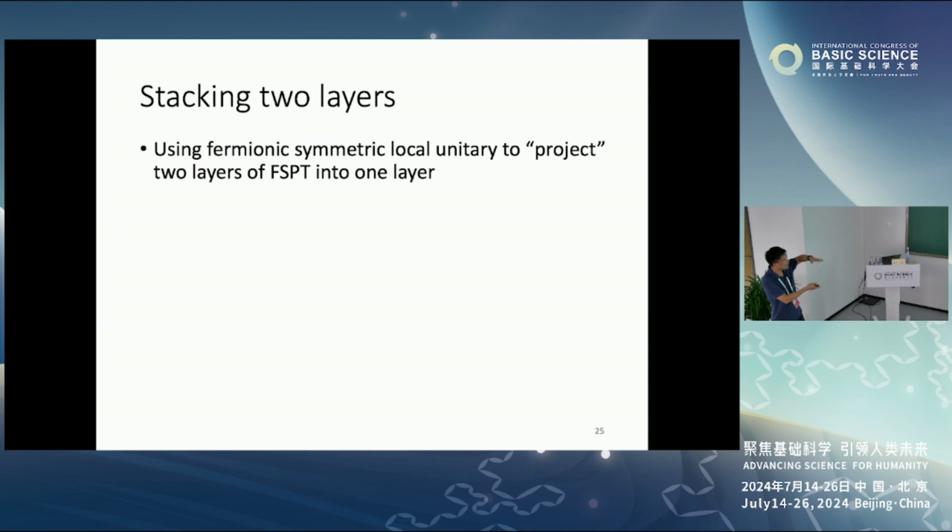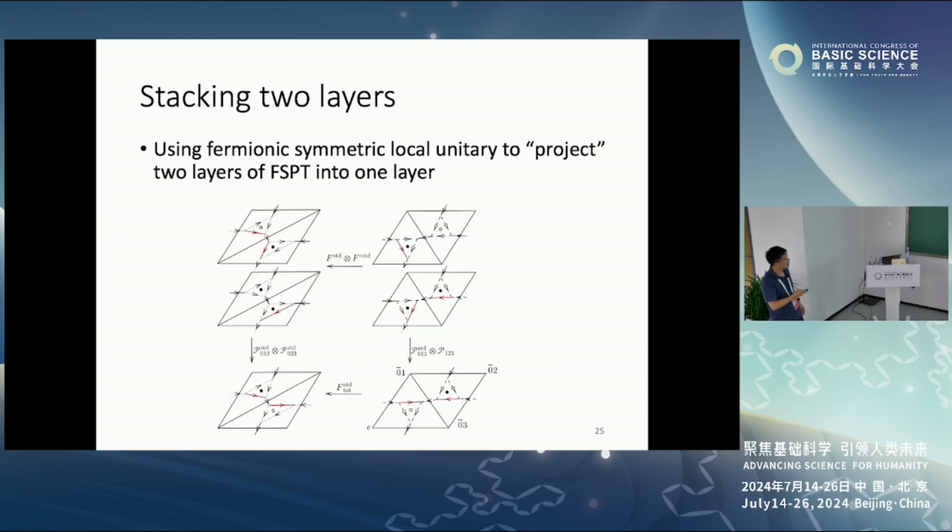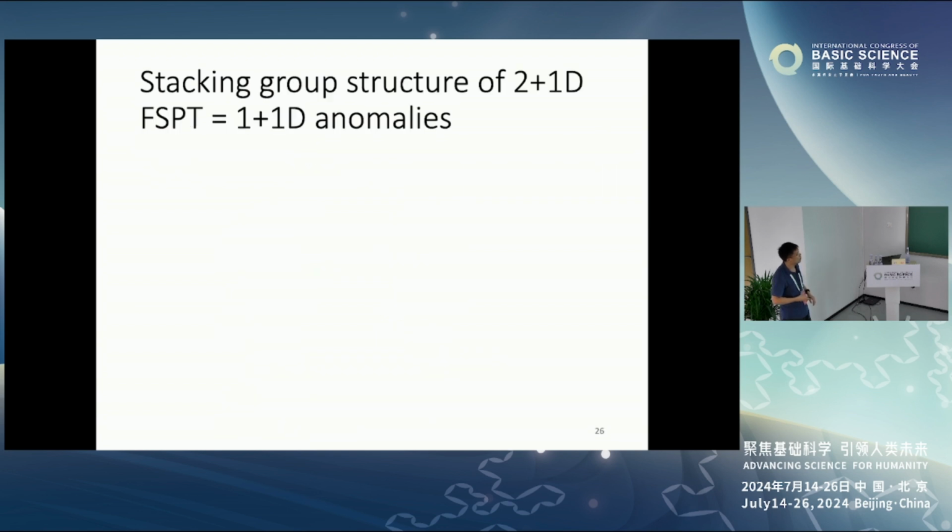So therefore, we can do a similar thing. We just stack two layers of 2-dimensional fermion SPT, and that's the two layers. There's another two layers. They are related by an F move, so F tensor F. And then we do a projection. We project two layers of fermion SPT into one layer, and the other layer is put into a product state. And therefore, we ask what is the total F move for this total combined system. Then we can read out all the data we need to construct this stacking structure.